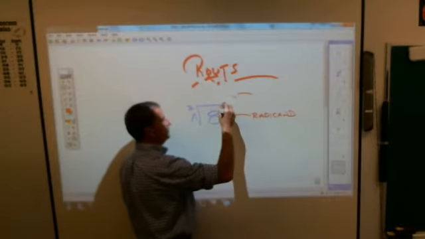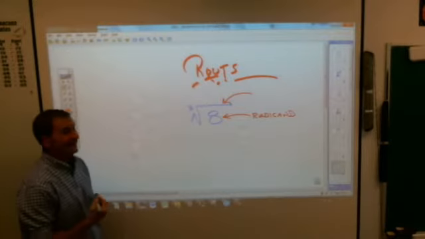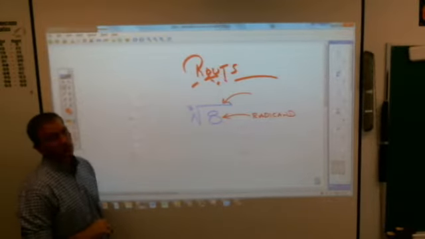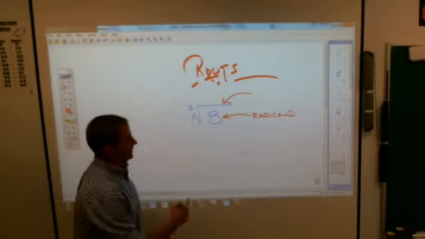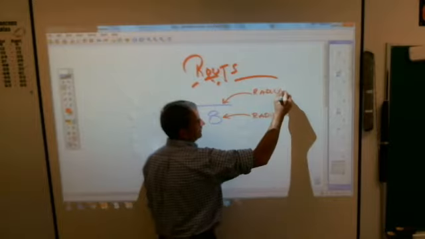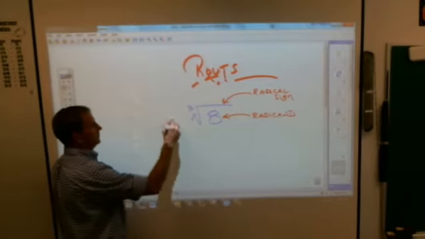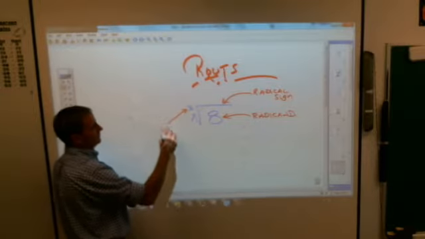The little sign we use for a square or a root sign, please understand that is not division. This is not 8 divided by 3. That's what a lot of people do, they make a mistake. This is the radical sign. And this number 3 is what we call the index number.